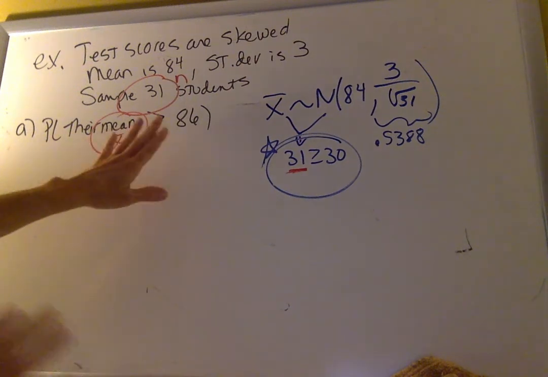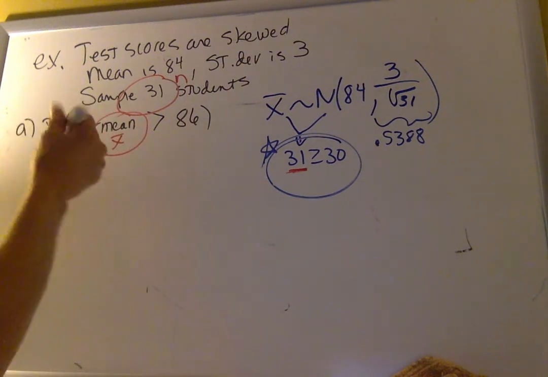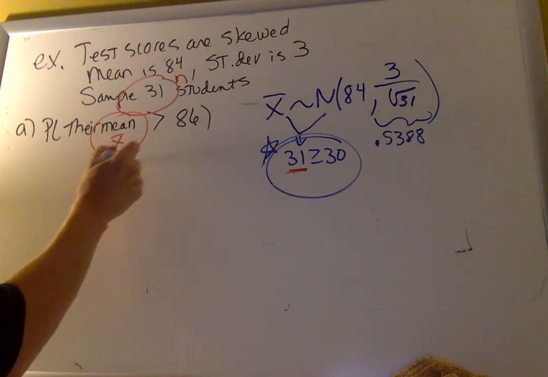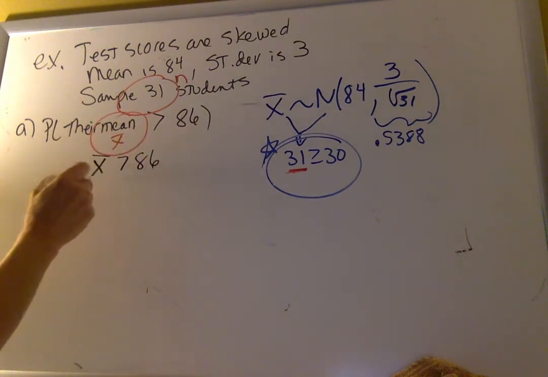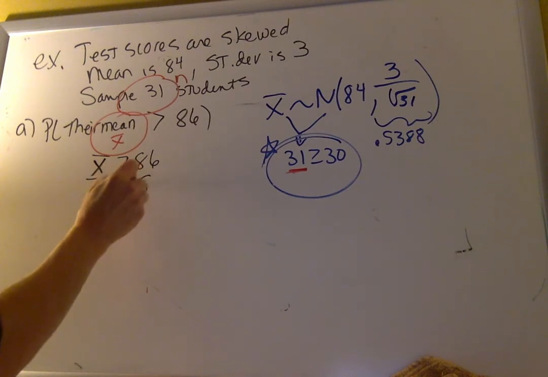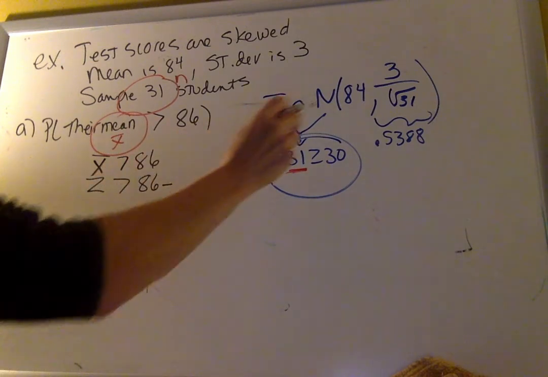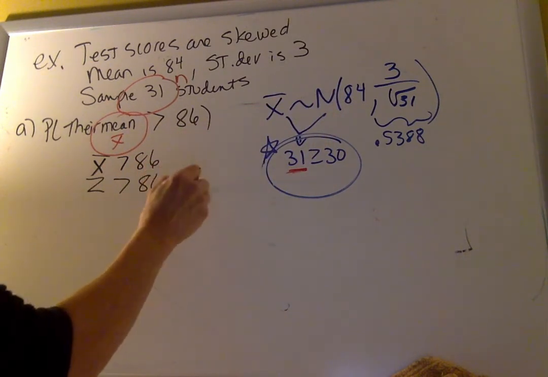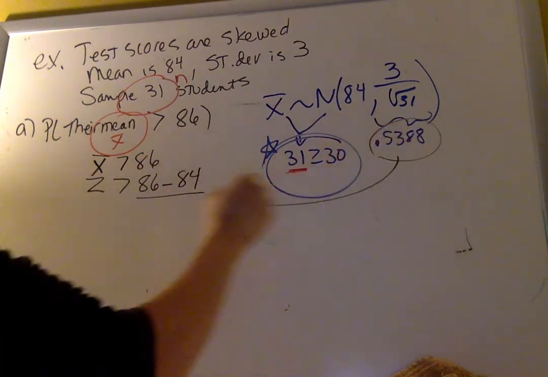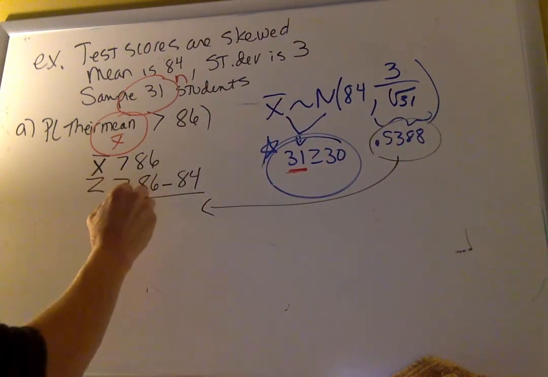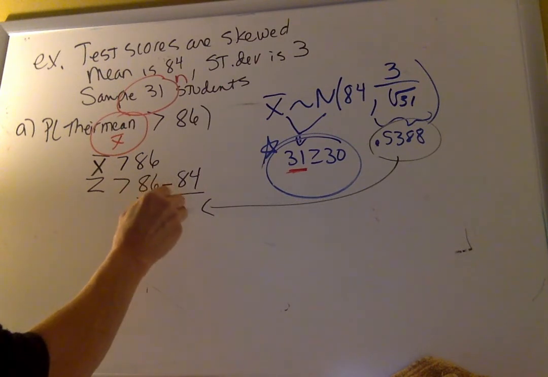All right, so at this point, pretty basic problem. We're doing X bar greater than 86. I'm going to turn the X bar into a Z. How do I get Z scores? I subtract off the mean, divide by standard deviation. That new standard deviation I calculated.